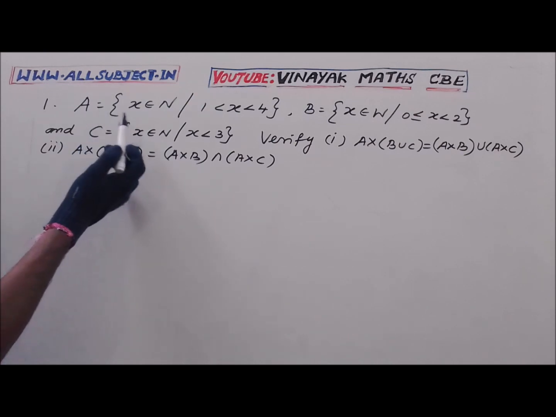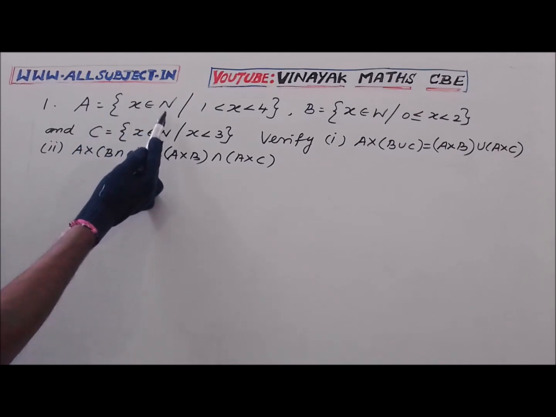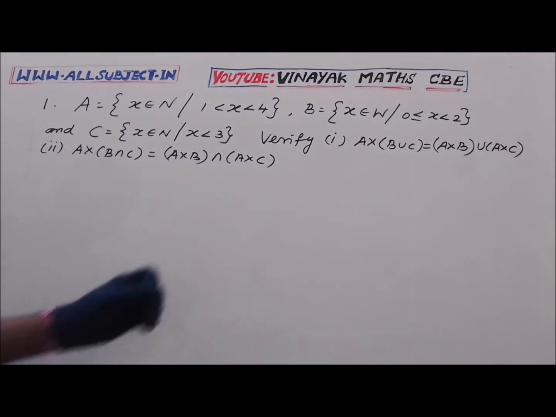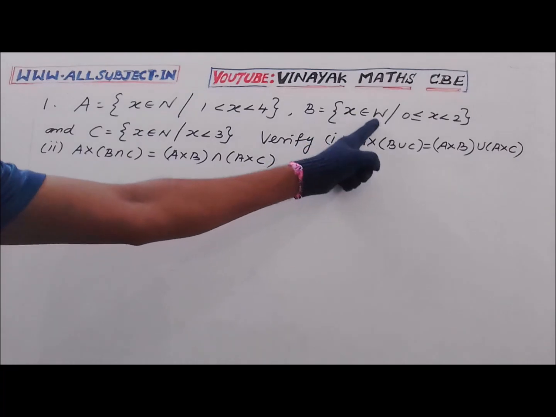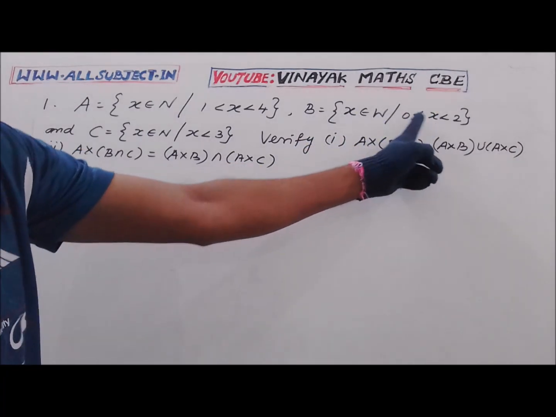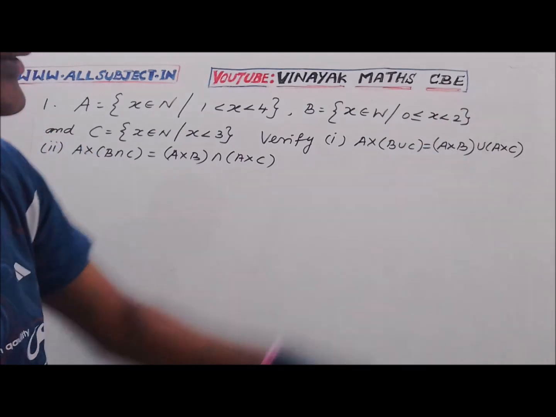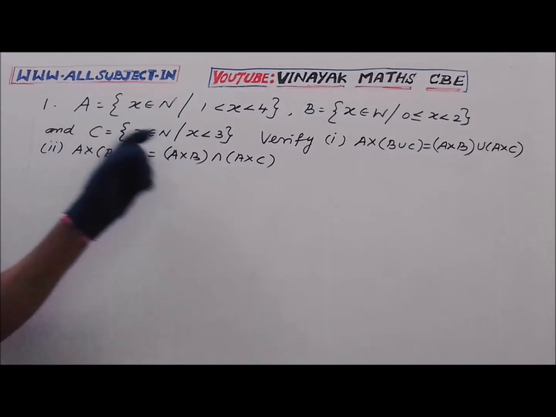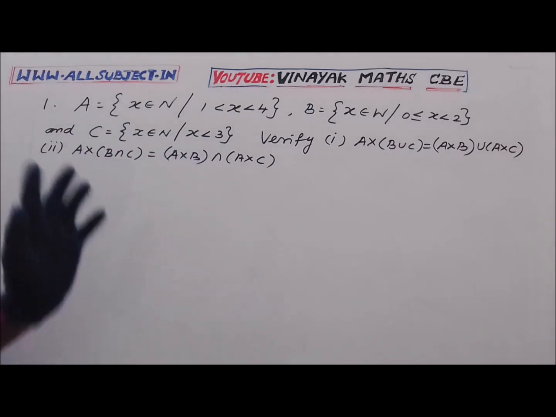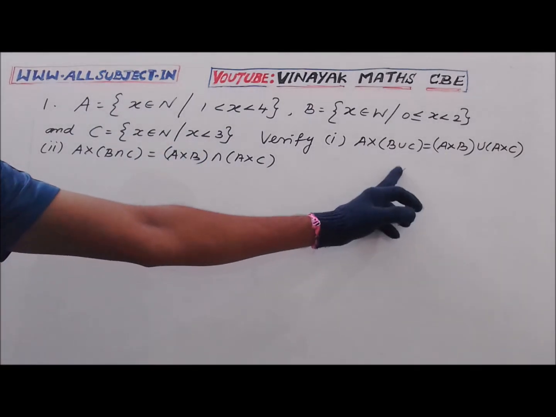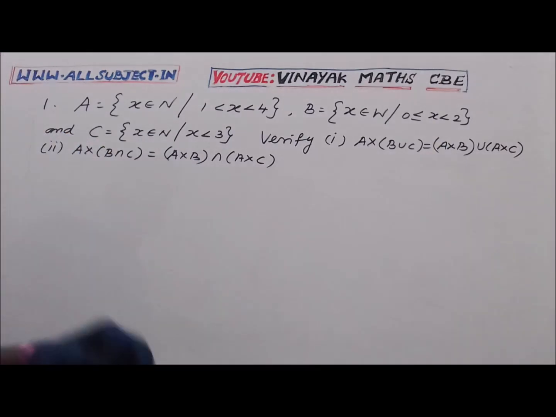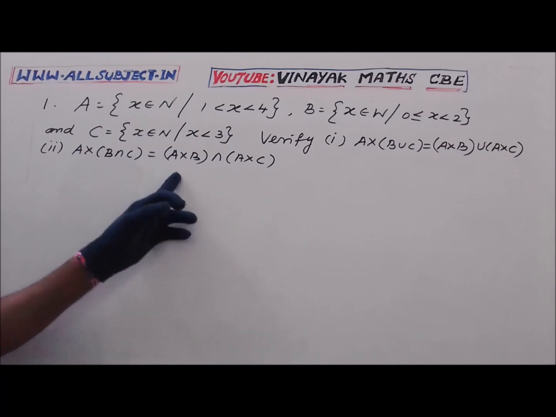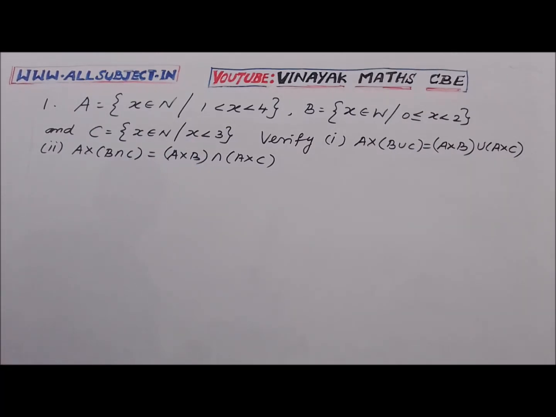given set A equal to x belongs to N, then x is greater than 1, less than 4. Set B, x belongs to W, x greater than or equal to 0 and less than 2. And the set C is given as x belongs to N and x less than 3. Verify A cross (B union C) is equal to (A cross B) union (A cross C). And subdivision number 2, A cross (B intersection C) is equal to (A cross B) intersection (A cross C).